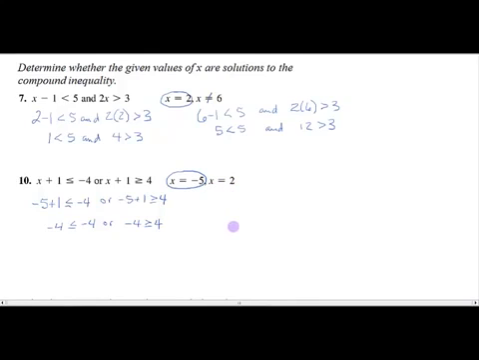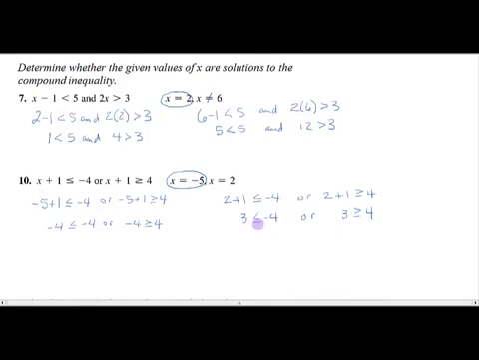Let's try x equals 2. 2 plus 1 is less than or equal to negative 4, or 2 plus 1 is greater than or equal to 4. 3 is less than or equal to negative 4, or 3 is greater than or equal to 4. Here, 3 is not less than negative 4. Also, 3 is not greater than 4.